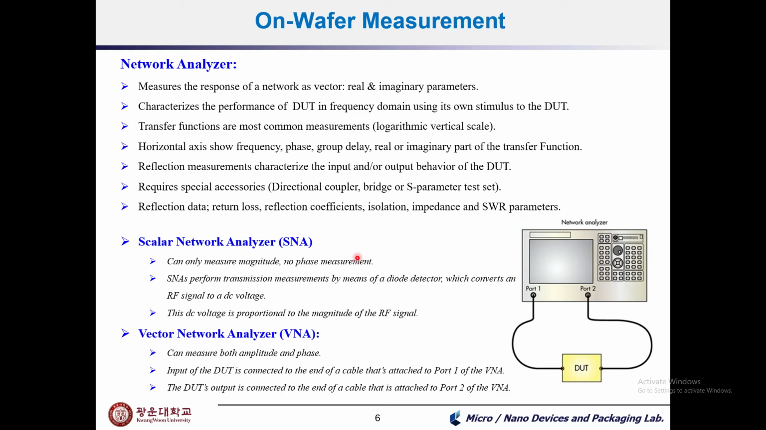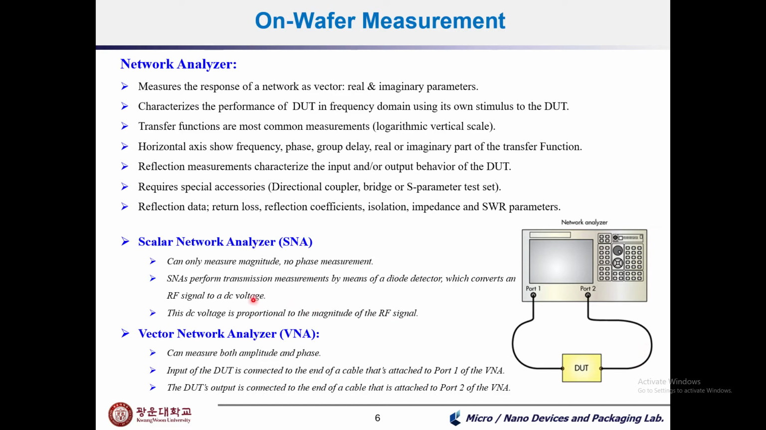So network analyzers are of two types, basically the scalar network analyzer, SNA, and the vector network analyzer. So this is the typical figure which shows the two-port network analyzer with a device under test. In this case, port 1 is used at the input of the DUT, and port 2 is used at the output of the device under test.